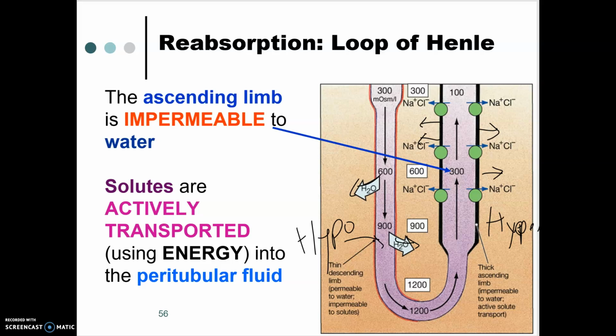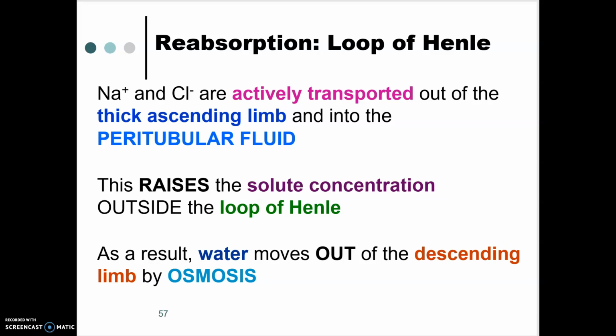So we get a shift of movement of water just based on the tonicity of the fluid surrounding the loop of Henle. So sodium and chloride ions are actively transported out of the thick ascending limb, and that raises the solute concentration outside the loop of Henle. Now, as a result of that, water moves out of the descending limb by osmosis. So we don't excrete a lot of water in our urine, well, relatively. We save a lot of it because we set up this gradient so that the water is kept in the peritubular fluid, as opposed to being kept in the filtrate where it would be excreted.